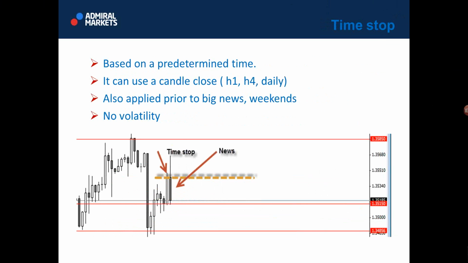Then there is a time stop. Some traders use it. A time stop is usually based on a predetermined time. It uses a candle close, 1 hour, 4 hour, daily. It uses a daily close or hourly close of the candle, and also it's applied prior to big news, weekends, and when there is no volatility. Let's say that you basically trade only 1 hour charts solely, and that means that you will trade only 1 hour candles.